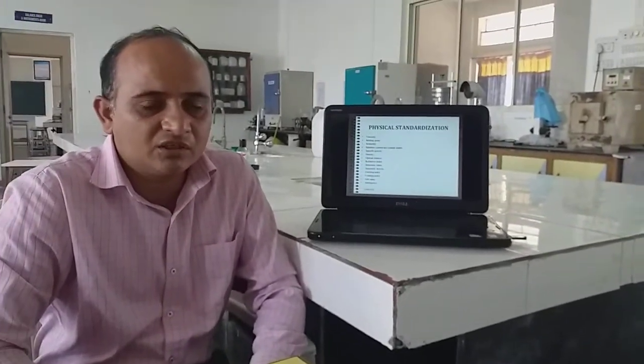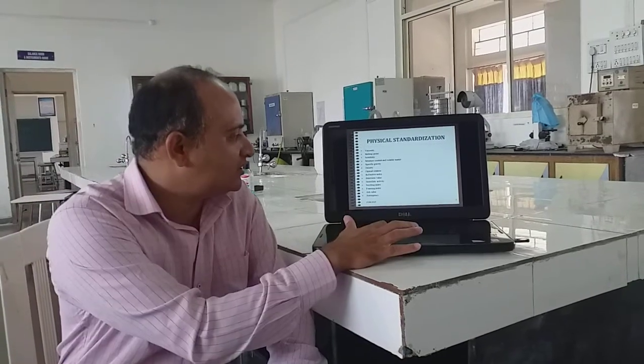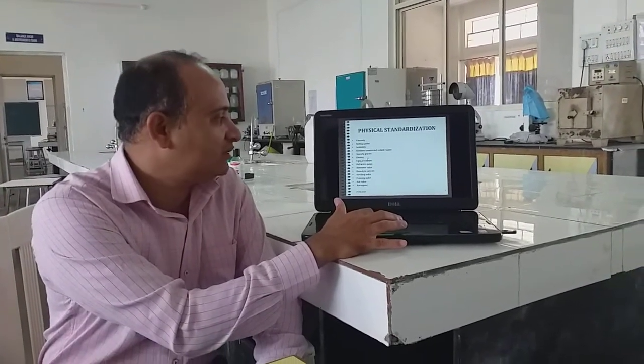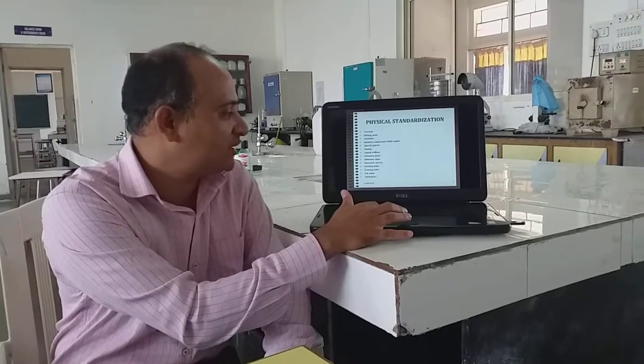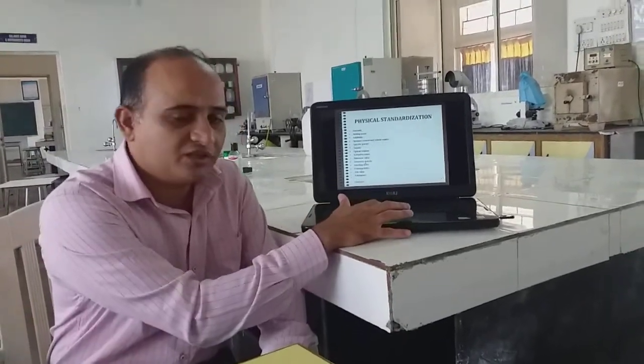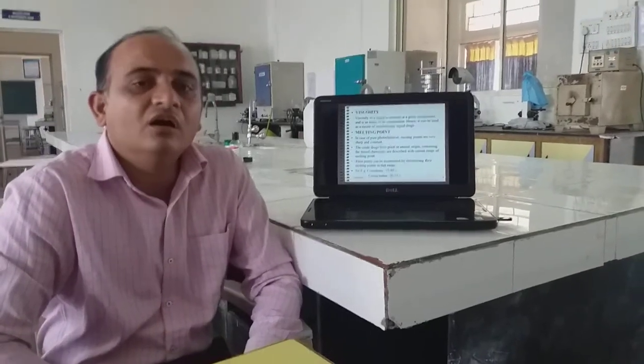Next one, physical standardization. When we think of physical standardization, it has various parameters that we have to judge, like viscosity, melting point, solubility. Then we can see the moisture content, volatile matter, specific gravity, density, optical rotation, refractive index, bitterness value, molecular activity, swelling index, foaming index, ash value, astringency. Those are the various physical standards that we can observe.